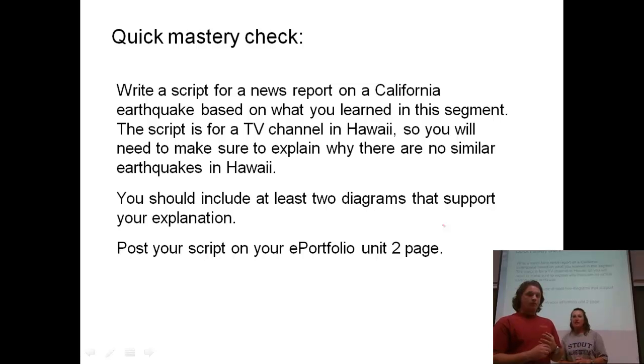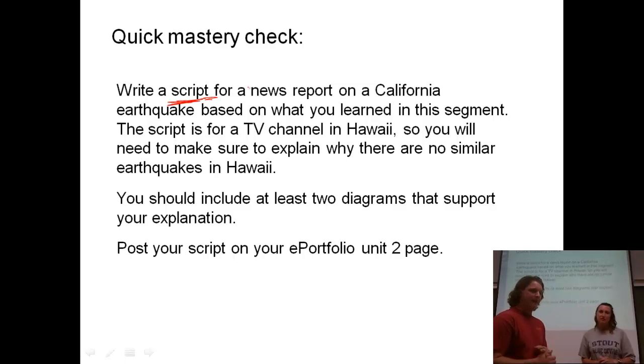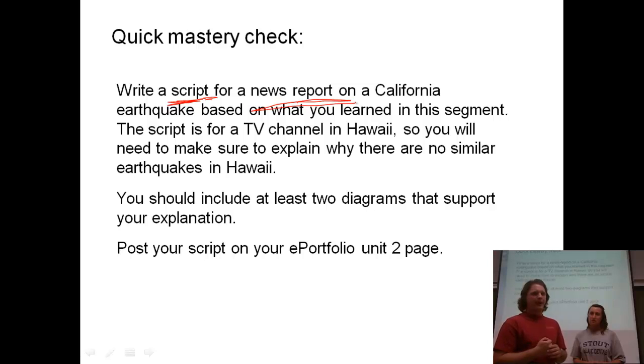So here we've got the last mastery check of this chapter, and I think this is a really good one that will help the students tie together everything they've learned. This one's a lot of fun. It asks you to write a script for a news report on a California earthquake based on what you've learned in the segment. The script is for a TV channel in Hawaii, so you will need to explain why there are no similar earthquakes in Hawaii. Let's take a look at that question.